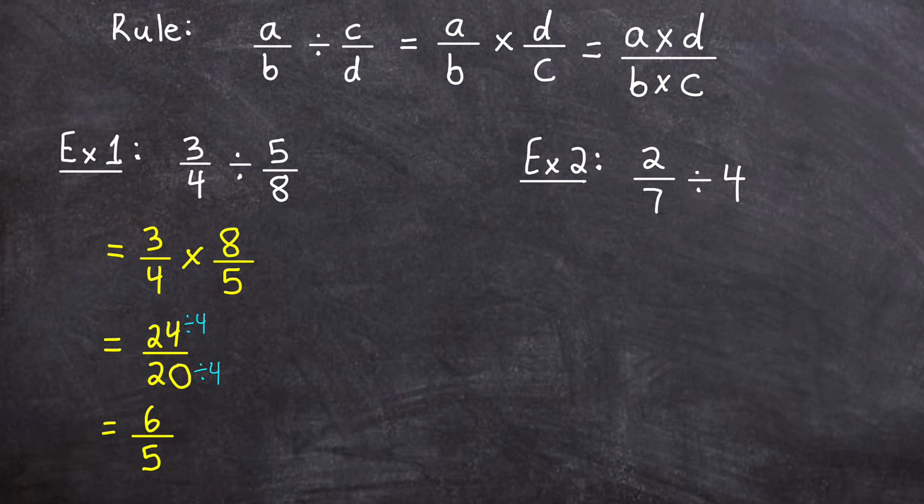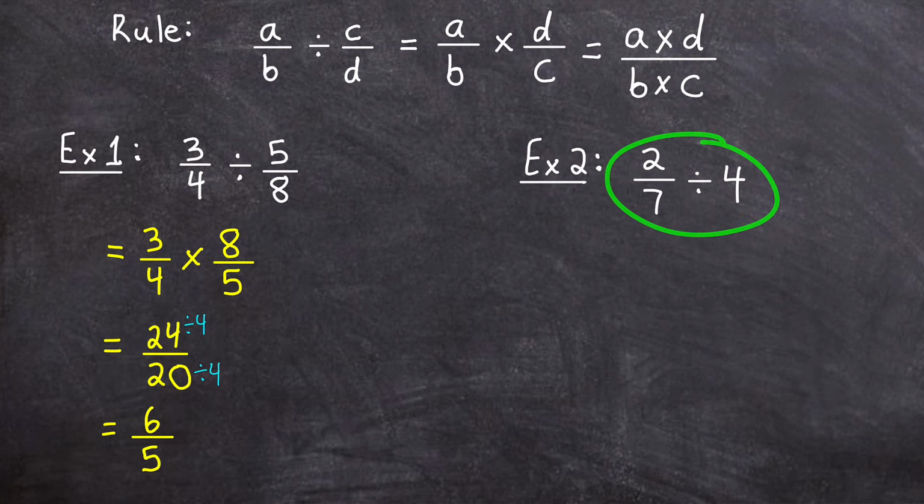Let's see if we can do example 2. I have 2 over 7 divided by 4. It might be helpful whenever working with fractions, if you have a whole number, think of it as a whole number over 1. So I can change that 4 to 4 over 1.